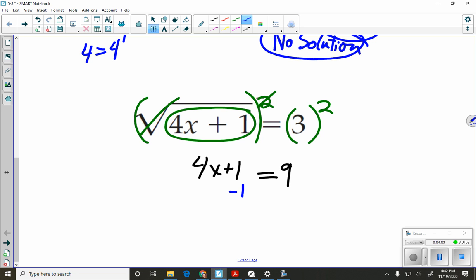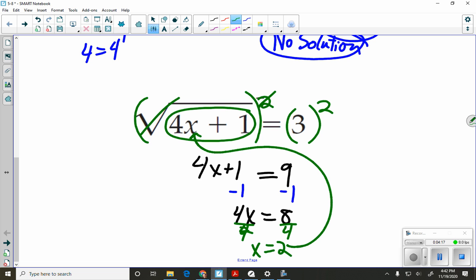Now, minus 1, and you're left with 4x equals 8. Divide by 2, oops, divide by 4, there we go. Divide by 4, and x equals your 2. Now, double check, does it work? Or are we going to get another extraneous solution?